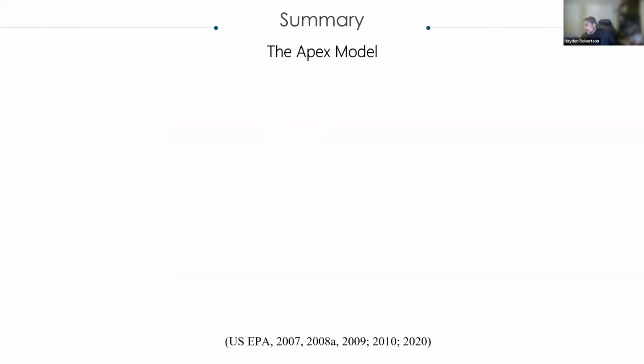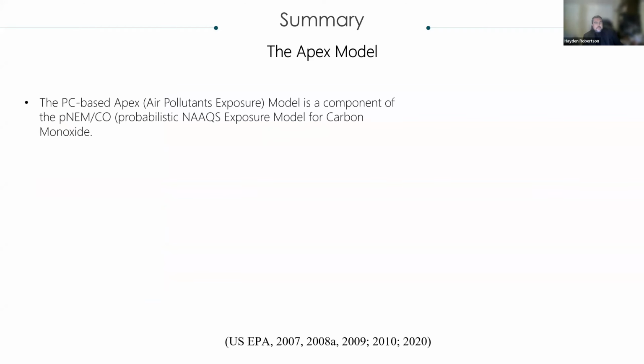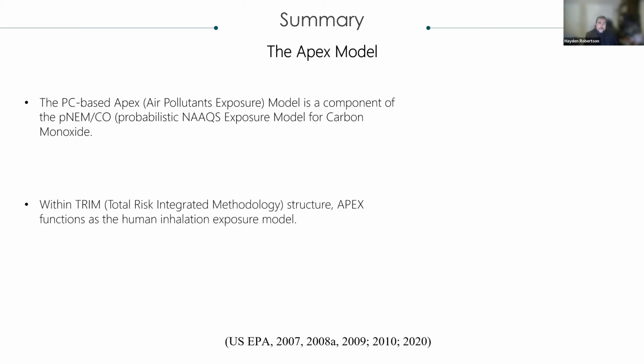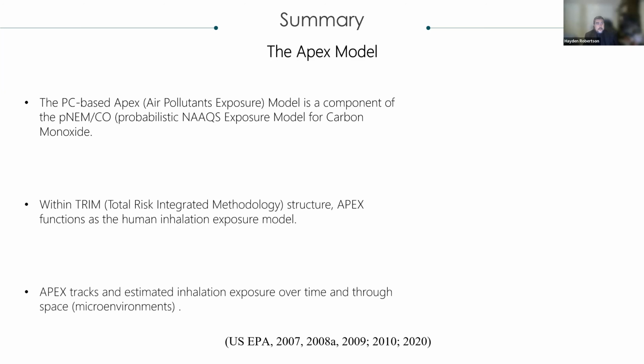So let's talk about the Apex model here. All right, so starting at square one, the PC-based Apex air pollutants exposure model is a component of the probabilistic National Ambient Air Quality Standard exposure model for carbon monoxide. It operates as a component of TRIM, the total risk integrated methodology. Apex functions as a human inhalation exposure model aspect of that. It tracks inhalation exposure over time and through space.